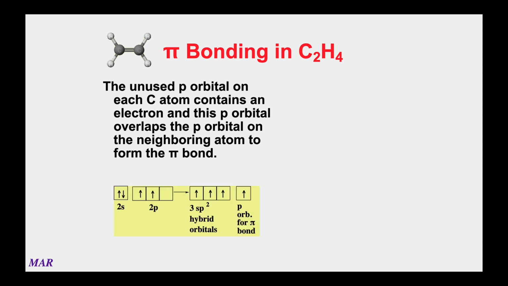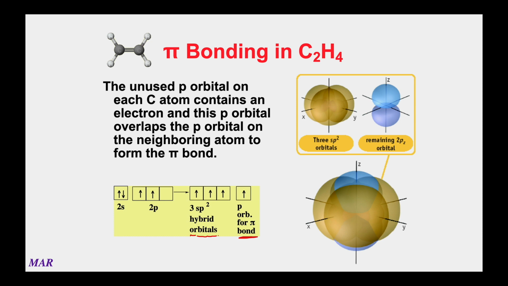So let's back up a little bit. This is showing the 2s2, 2p2 atomic orbitals as they're being hybridized, in this case to 3 sp2 hybrid orbitals. And this part is why it's trigonal planar, because they're all the same energy. However, there's also one extra electron in an unused 2p orbital. That one electron in that unused 2p orbital is going to be used for the pi bond. And it does something really interesting.